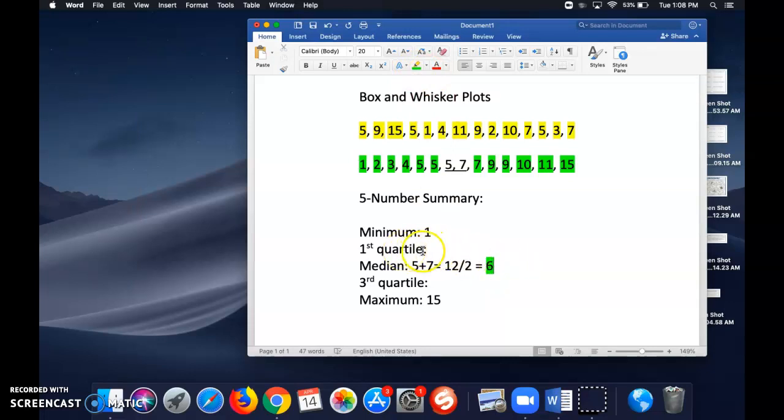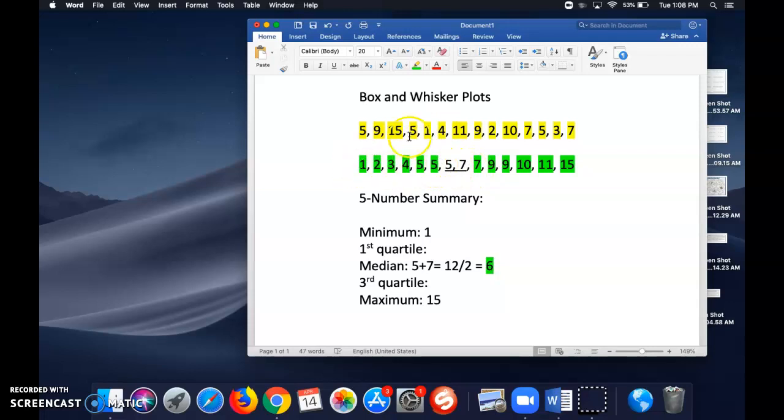Now I need to find the first quartile. Your first quartile is where you look at the first set of data on the left of your median, which is right here. I hope you can see my cursor. So I need to find the median, or the middle, of this data set right here. That's your first quartile.